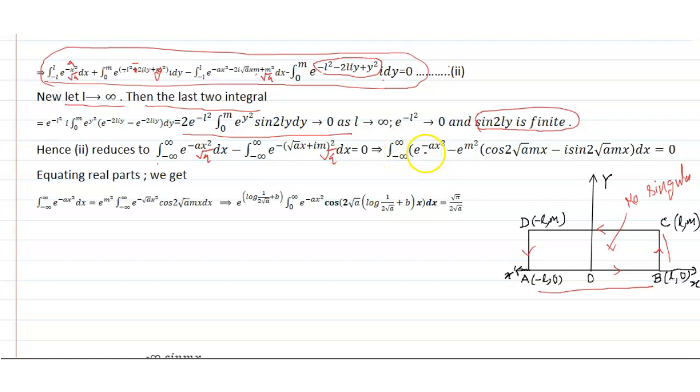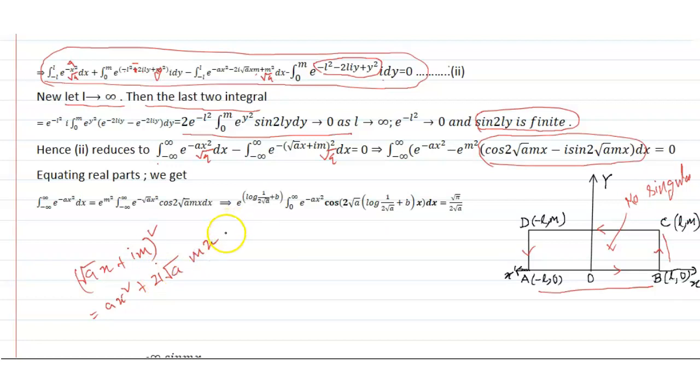So we can get the integral from minus infinity to infinity of e to the power minus ax square minus e to the power cos 2a. How can I get this value, friends? Very simple. You will see that root a x plus i m, this is whole square, so this value is ax square plus 2 into root over a i m x minus m square.